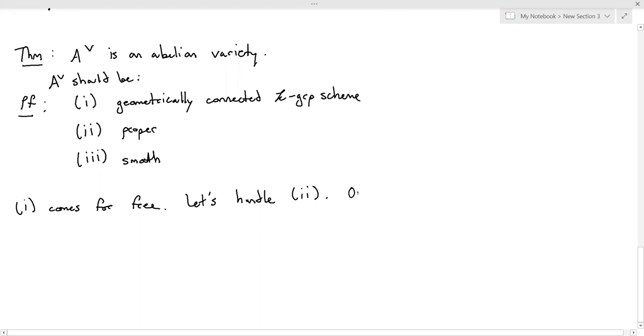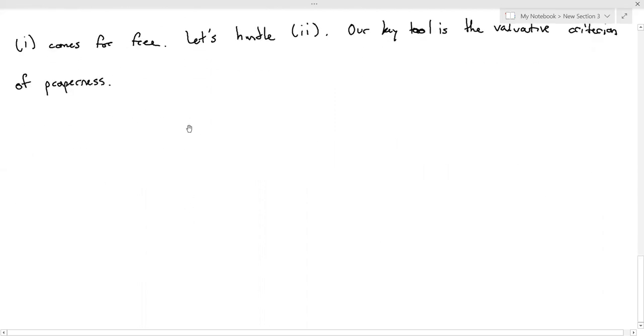So our key tool is the valuative criterion of properness. Okay, cool. So let me pan down here. Okay, so how does this work? Well, first and foremost, thinking of the dual as Pic zero of A over K, it sits inside of Pic of A over K as a closed subscheme. So if we're going to deduce properness of the one on the left, then we need only deduce properness of the one on the right.